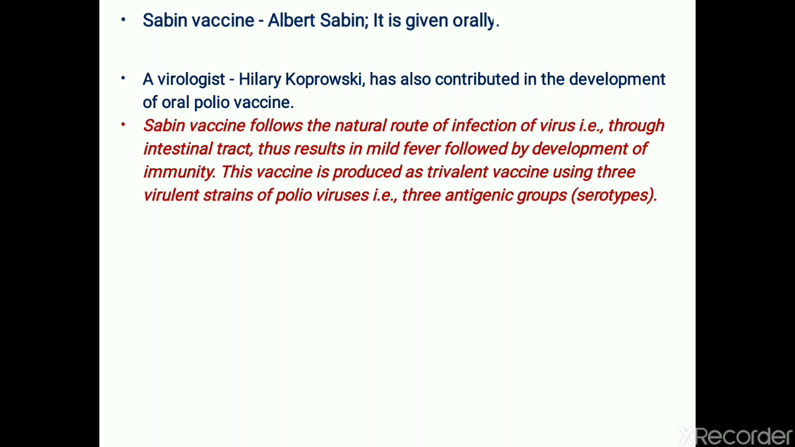The major difference between Salk and Sabin vaccine is that Sabin vaccine, being a live vaccine, follows the natural route of infection of the virus, that is through the intestinal tract, and thus results in development of mild fever followed by development of immunity. This vaccine is produced as a trivalent vaccine using three different types of virulent strains of polioviruses that represent three antigenic groups or serotypes.